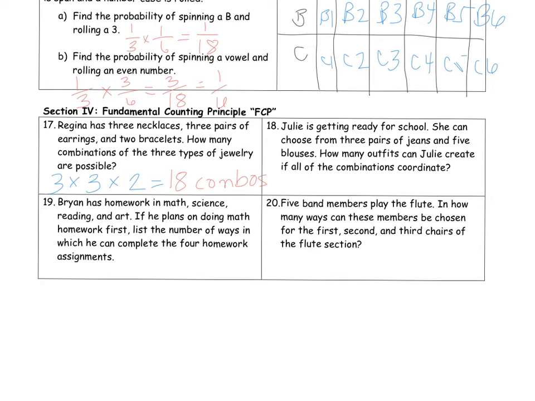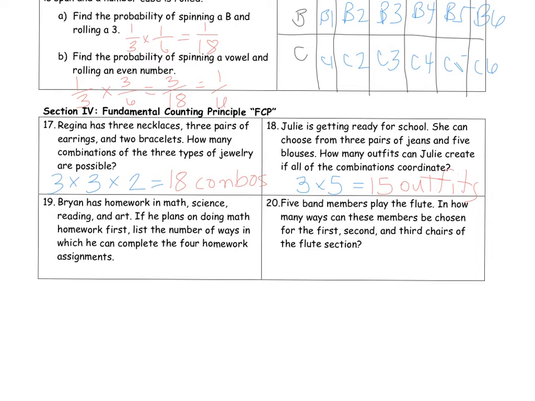Number 18, Julie is getting ready for school. She can choose from 3 pairs of jeans and 5 blouses. How many outfits can Julie create if all of the combinations coordinate? And the answer is 15 outfits. So it pretty much says that if they all match.